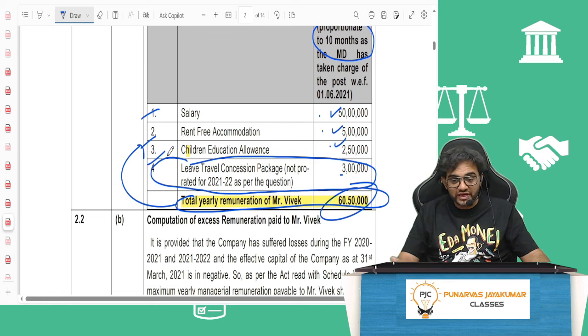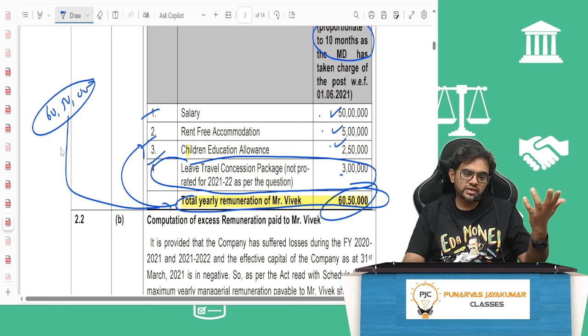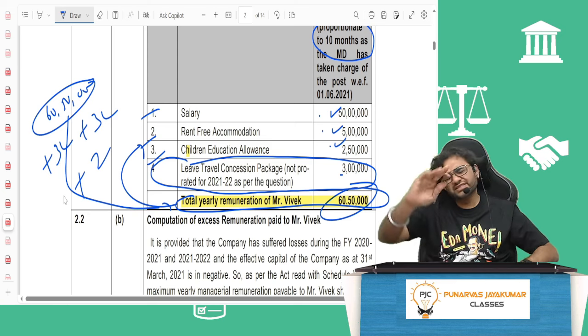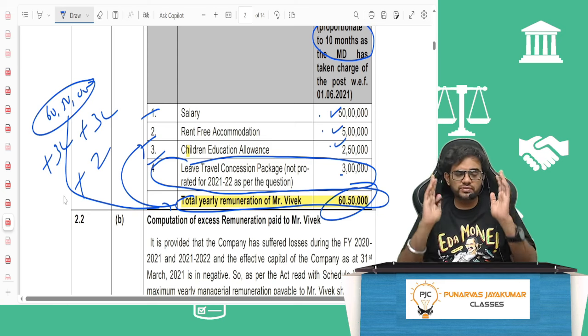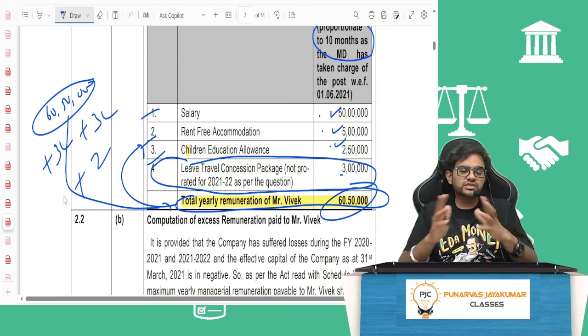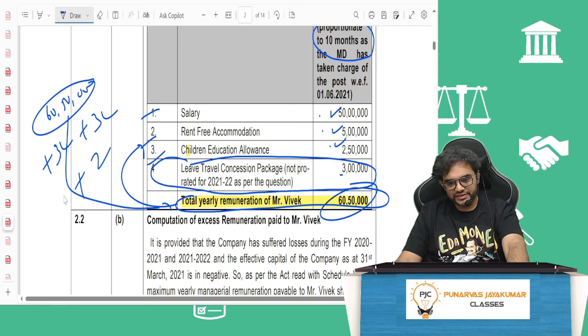So if they have told salary 60 lakh 50,000 only, including this, then you should say, no, apart from that, plus rent free accommodation. They would have given some random figure, 3 lakh, plus education allowance 3 lakh, plus LTC 2 lakh, whatever. So that's a different question. So basically for a loss making company, perquisites should be added. For a profit making company, everything is included in the term of salary. As simple as that. It is given in Section 2(78).